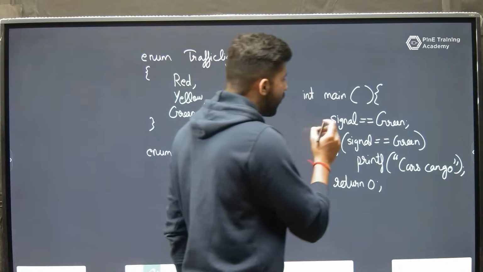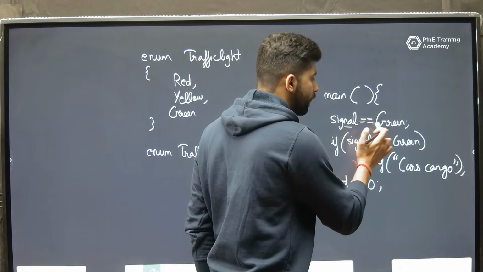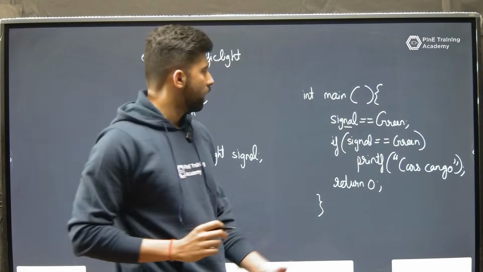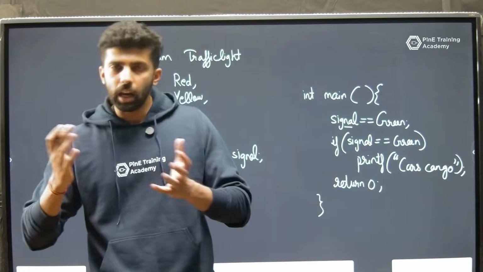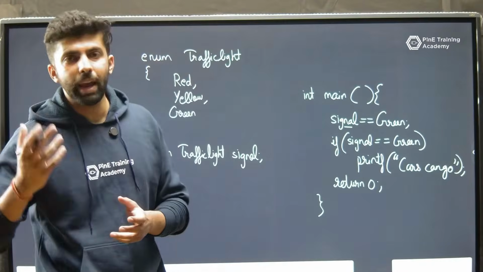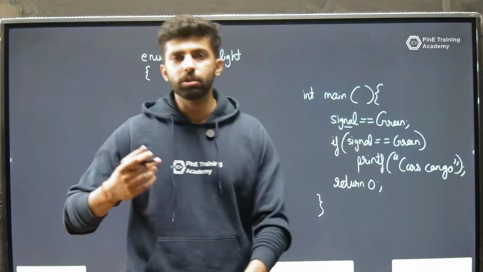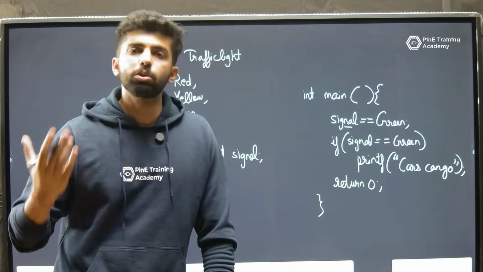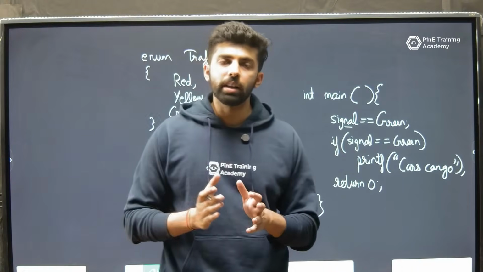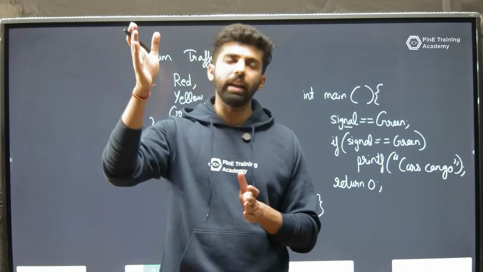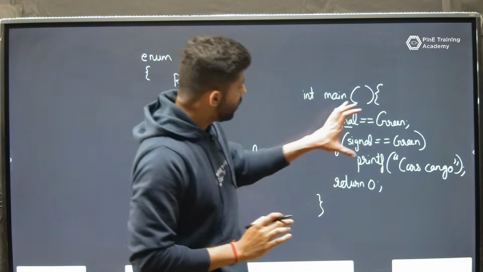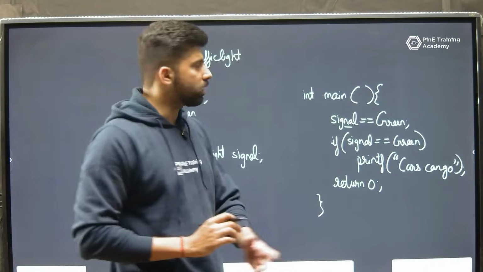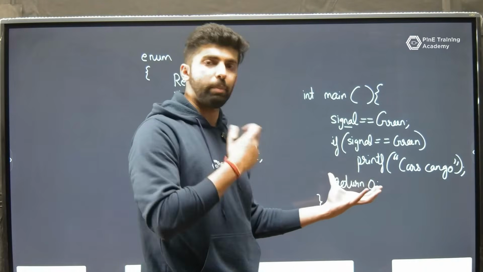See, if I write signal is equals to green, cars can go. If you think about a real world scenario, what makes more sense? Signal is equals to green or signal is equals to 1? In the real world, we know that when we see the green light, we can go. So this particular code makes more sense than the previous one.